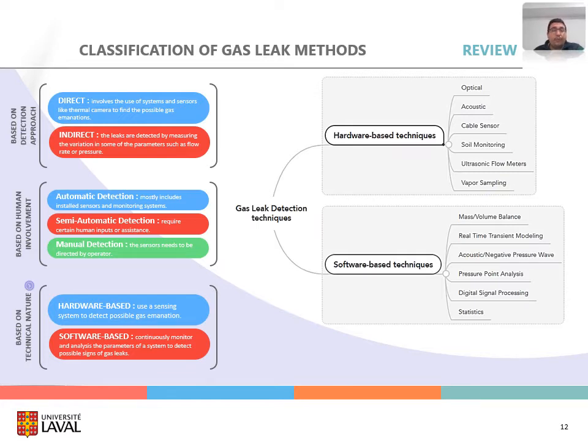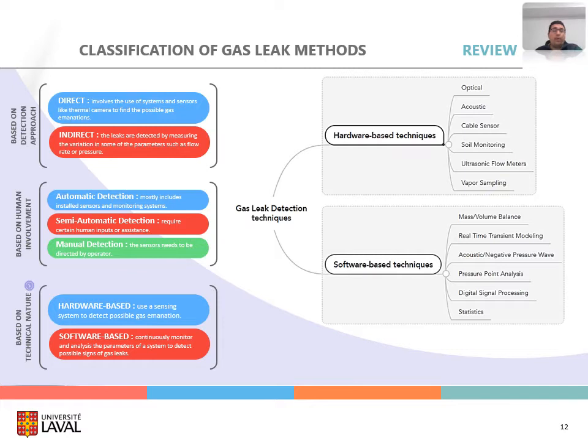Based on human involvement, gas leak detection methods can be categorized into automatic detection, which mostly includes installed sensors and monitoring systems, semi-automatic detection, which requires certain human inputs or assistance, and finally manual detection, where the sensors need to be directly handled by operators.